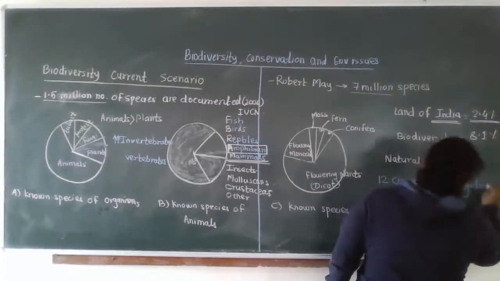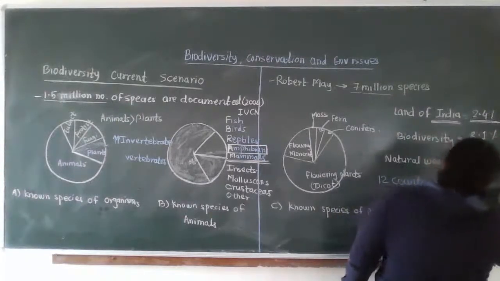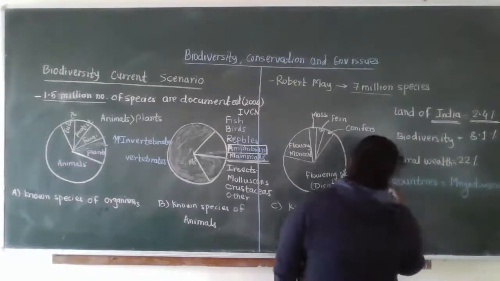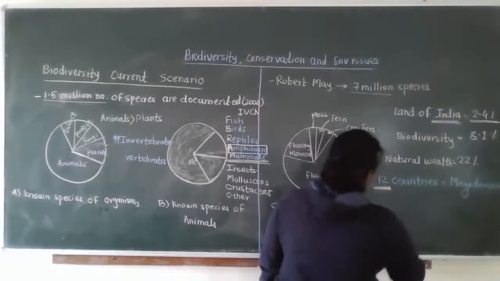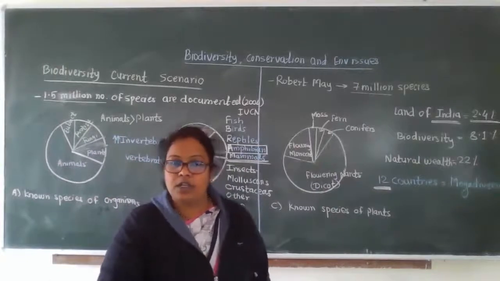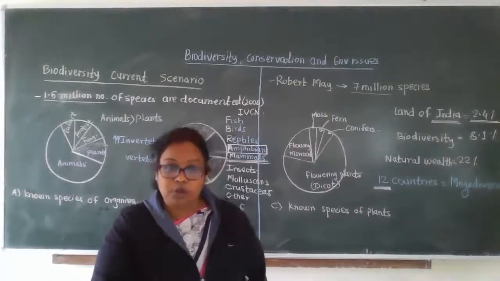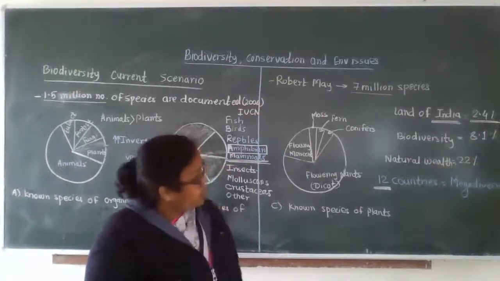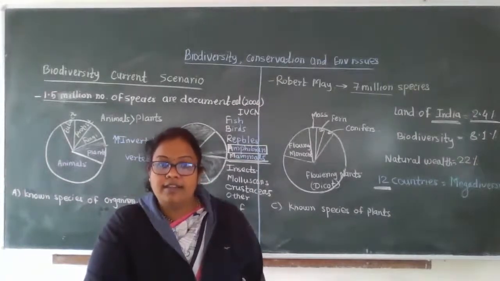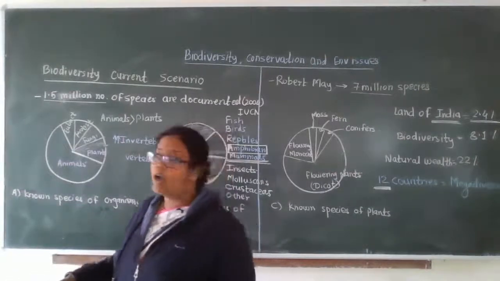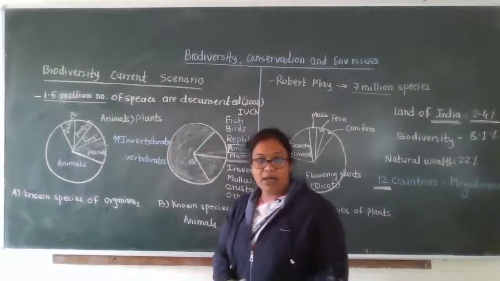So there are 12 countries having mega diversity, and India is one of them, because its contribution in natural wealth is 22%, available land is 2.4%, and the biodiversity is large, that is 8.1%. So this is all related with the current scenario of biodiversity.